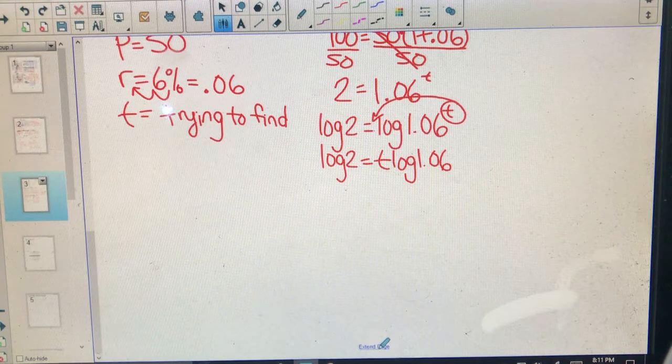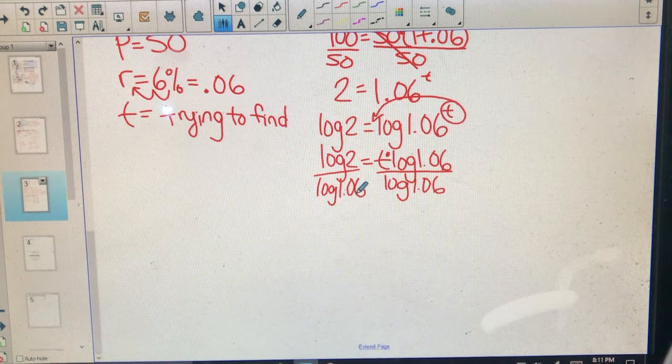Your goal is to get T by itself. T is being multiplied by the log of 1.06. So to get rid of the log of 1.06, I divide by the log of 1.06. That'll get T by itself over here. And remember, like I said before, you're going to press log. It'll give you an open parentheses. You type in 2, and then you have to close your parentheses. Then click divided by. Press log. It'll give you parentheses. Type in 1.06. Close your parentheses.